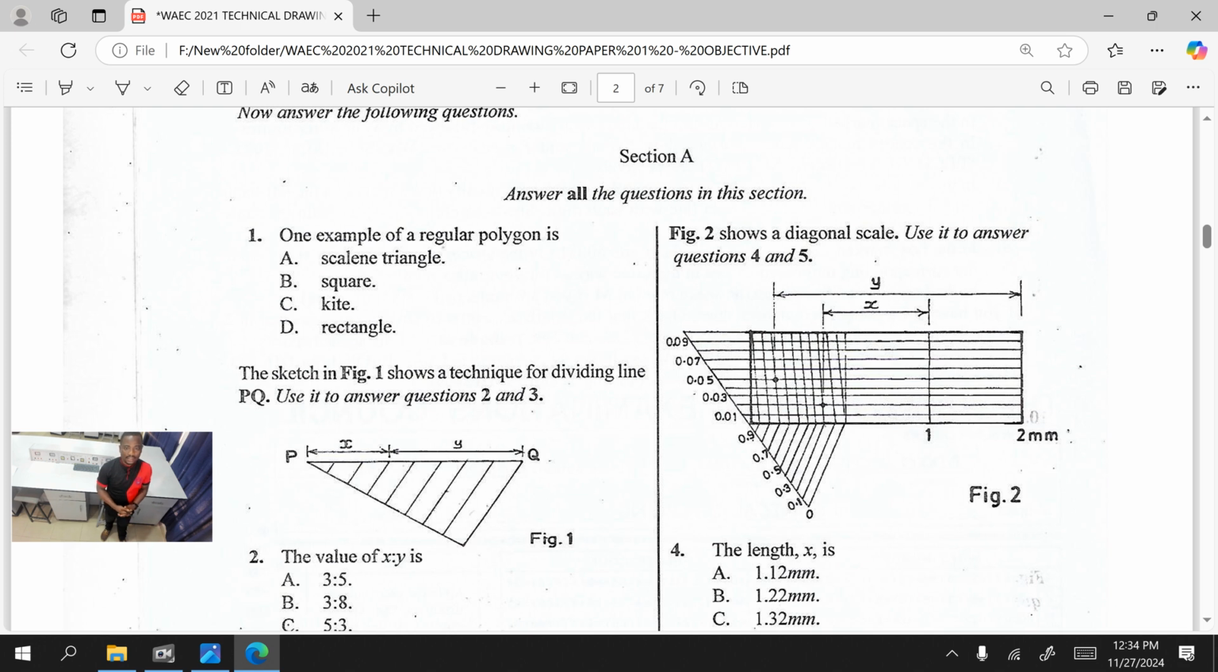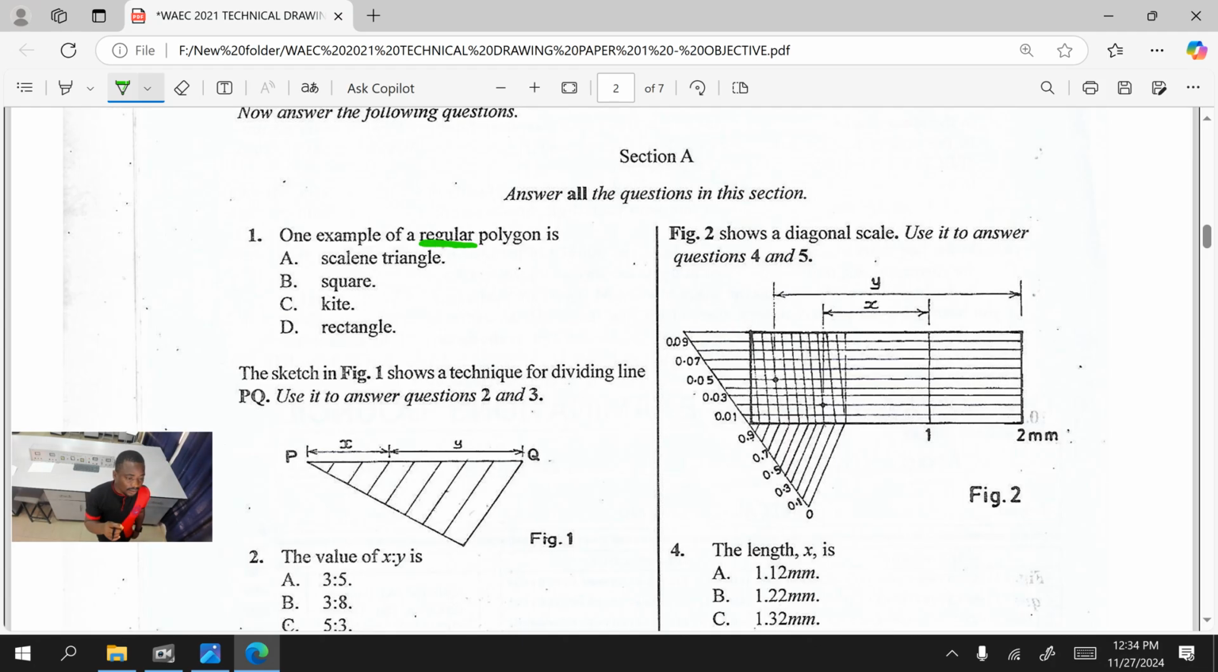Section A has 30 questions and you have to answer all the questions. Please do your best to answer all the questions in this section. It's very important. So number 1 says, one example of a regular polygon. The stress is on regular.